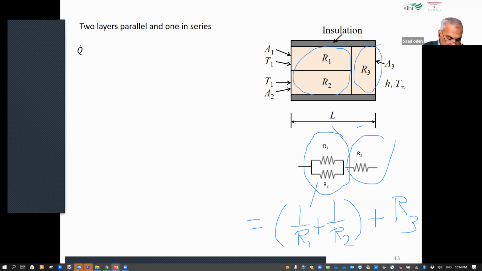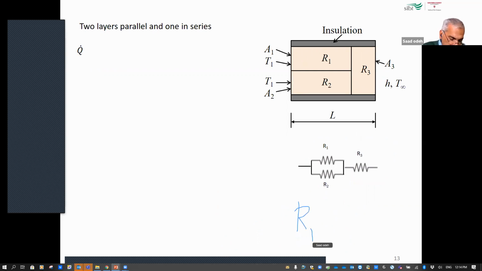So this is equal to 1 over R1 and 2. Okay, so I find R1 and 2, and I can say that this one is added to R3. So I'll say R1 and 2 in parallel plus R3. Okay, this will give me R total.